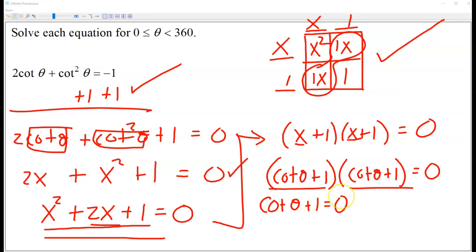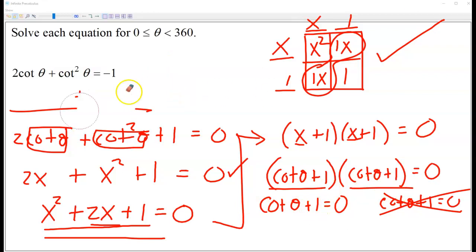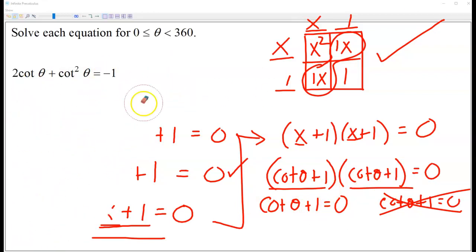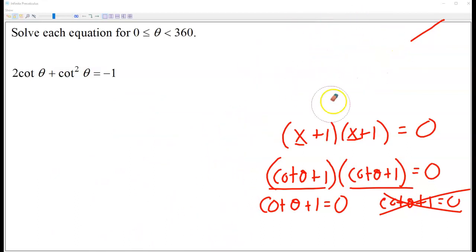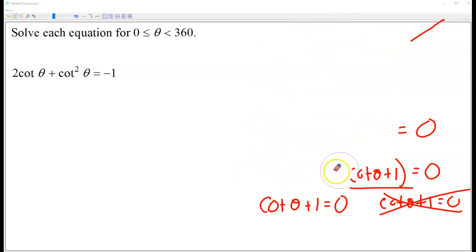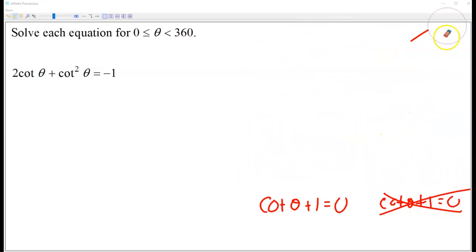So cotangent of theta plus 1 equals 0. And then cotangent of theta plus 1 equals 0. Now, since these equations are identical, we don't need to solve it twice, obviously, right? But you will come across various problems where they're not identical, so you do need to solve both of them. Okay, so let's go ahead and continue now. And this is where all the new stuff is gone at this point. From here on out, it's stuff that we've already done in this particular unit. So that was the new stuff.